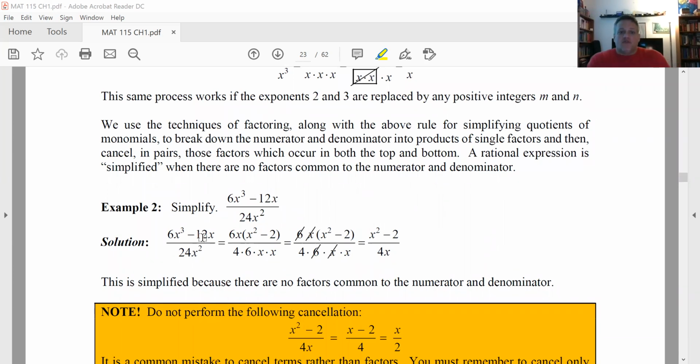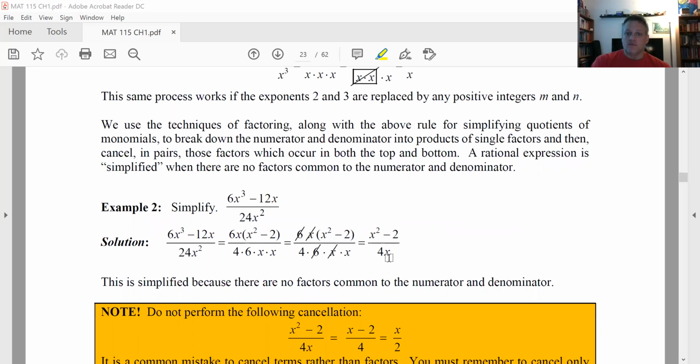And so I don't need to further write the 6 as 2 times 3 and then each of those as products of primes, because we already observed there's a 6 there, right? So I can get rid of the 6. I can get rid of one of those x's. That's what I'm showing here. And what remains is just that whole binomial, x squared minus 2 in the top and the 4x down below, right?